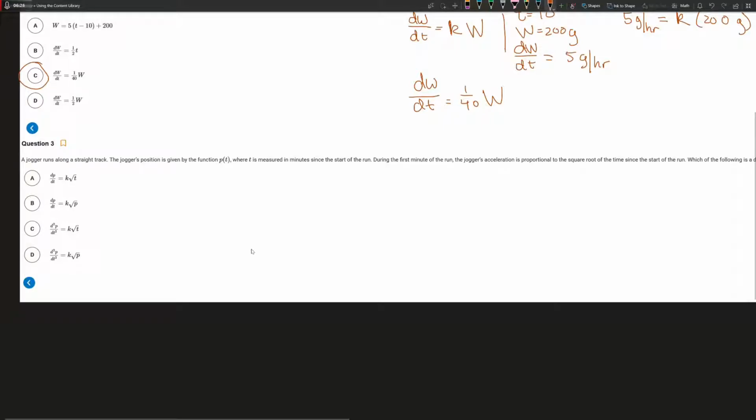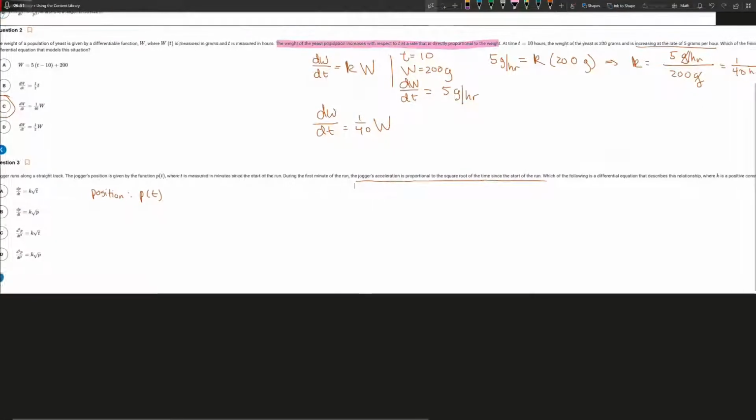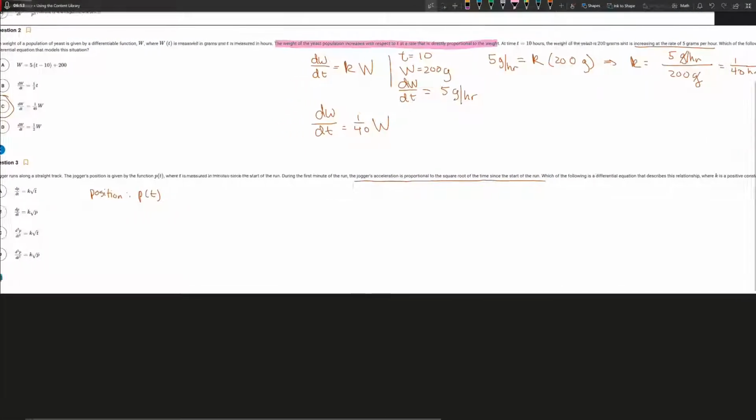Question 3. A jogger runs along a straight track. The jogger's position is given by a function p of t. So we know that position is p of t, where t is measured in minutes since the start of the run. During the first minute of the run, the jogger's acceleration is proportional to the square root of the time since the start of the run. Which of the following is a differential equation that describes a relationship where k is a positive constant?